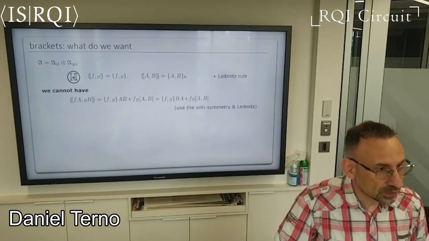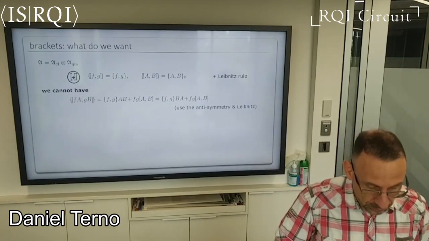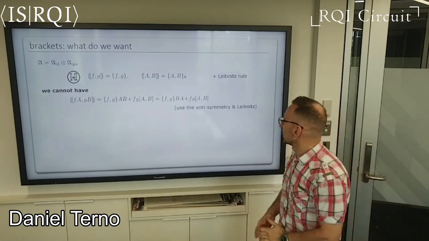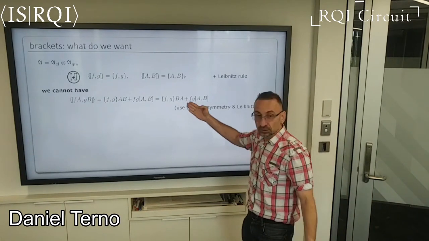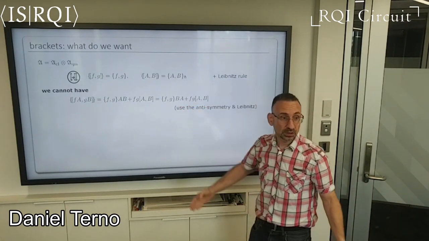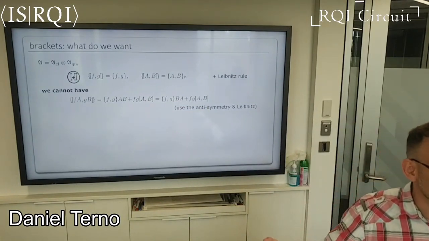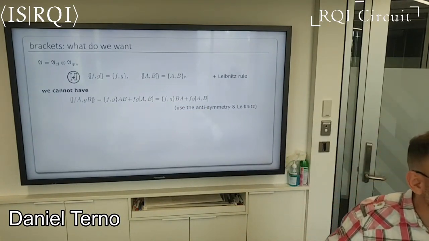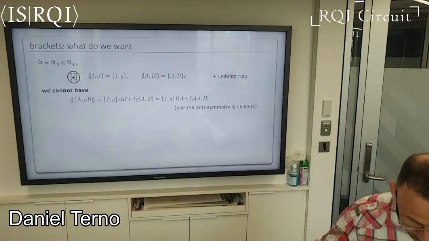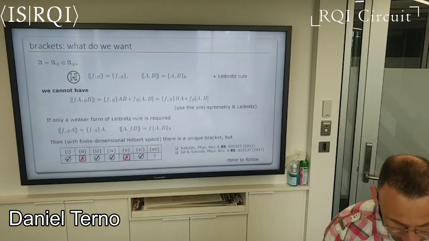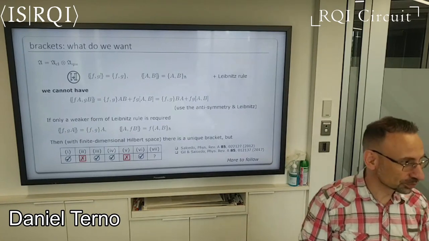Well, if we want everything, we cannot have it. And it's pretty simple. We just do the expansion, stick to the usual algebraic rules, and we end up with this. And that means if A and B are not commutative, we cannot reproduce all the algebraic properties in the world that we want. Okay, let's be modest. I don't want the full Leibniz rule. I want only a restricted Leibniz rule.